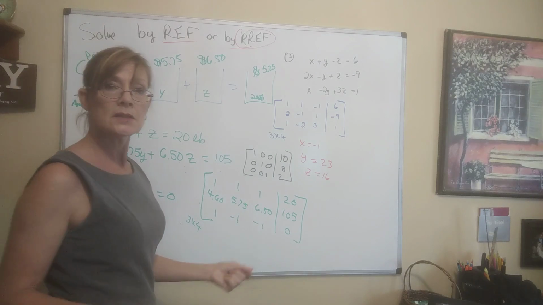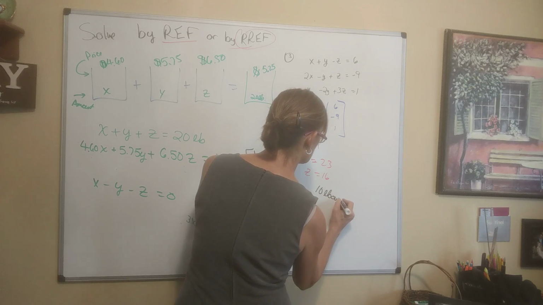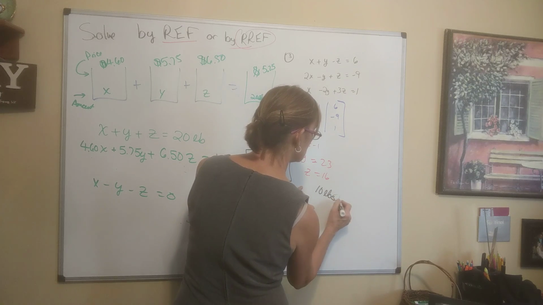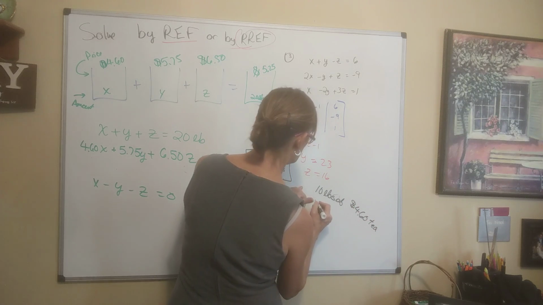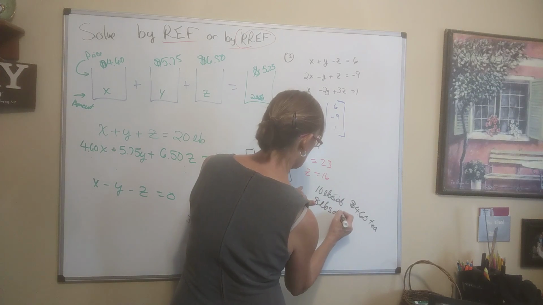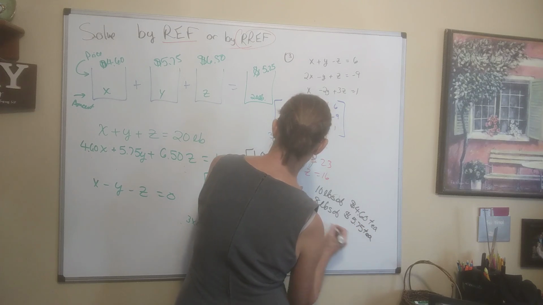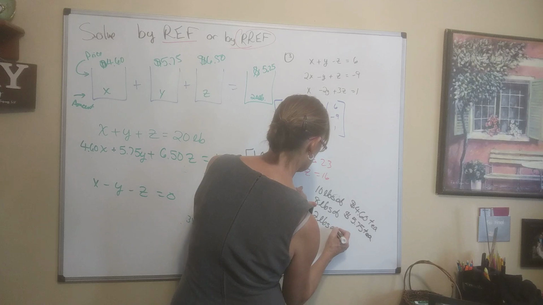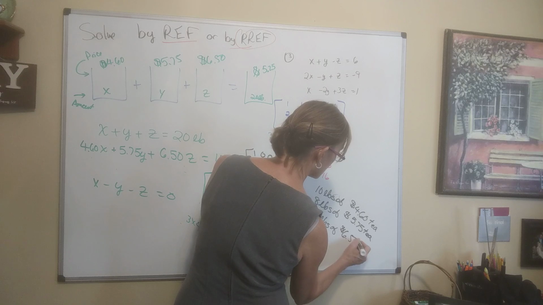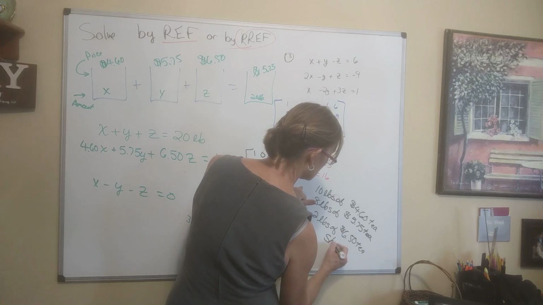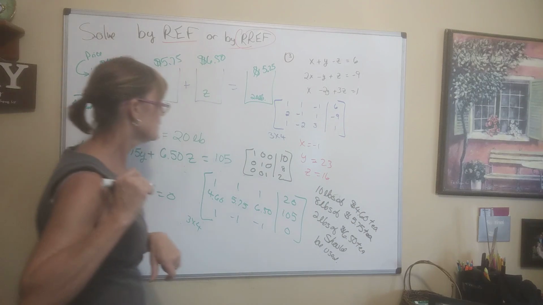And so if you had to write a sentence, you might say, okay, 10 pounds of the 4.60 tea should be used, 8 pounds of the 5.75 tea and 2 pounds of the 6.50 tea should be used. There you go. All right, cool.